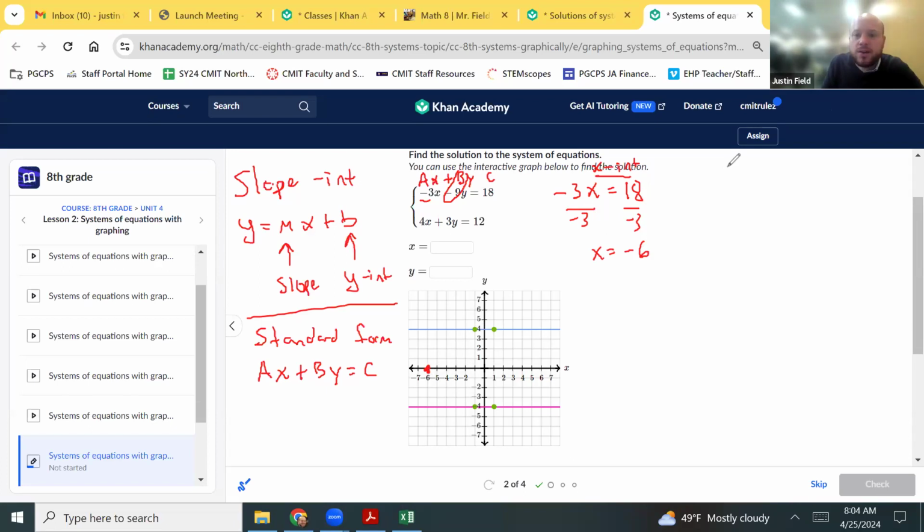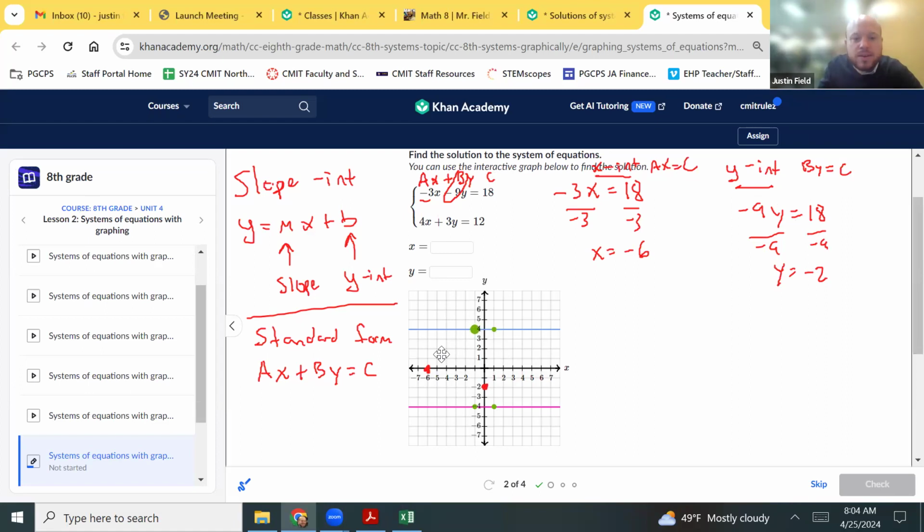All right. Now we're going to find our y-intercept. And for the y-intercept, we're going to take the by and set it equal to c. The formula is by equals c. So -9y equals 18. And so again, we just divide and we're done. What's 18 divided by -9? -2. So on the y-axis, I put a point at -2. And then I'm going to graph that line.